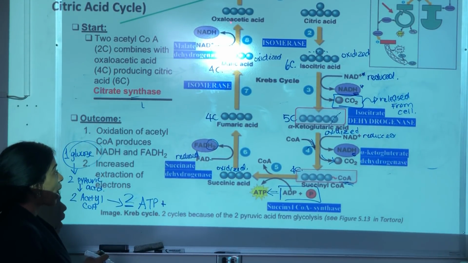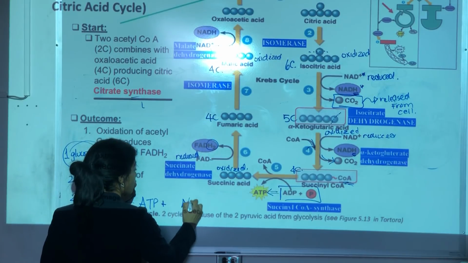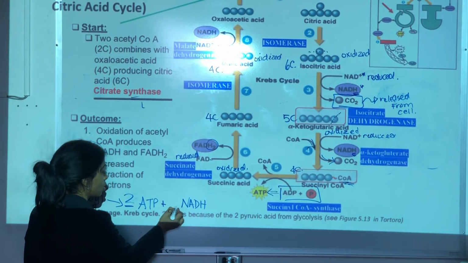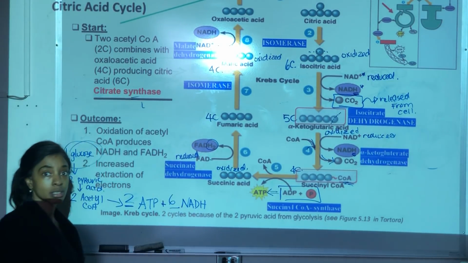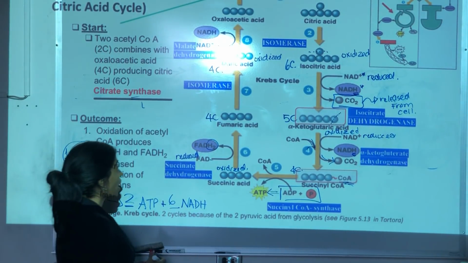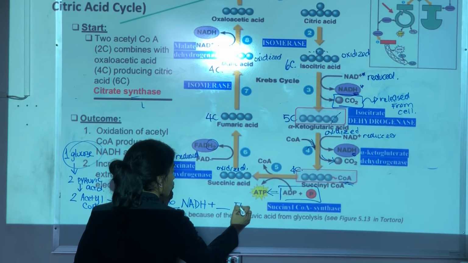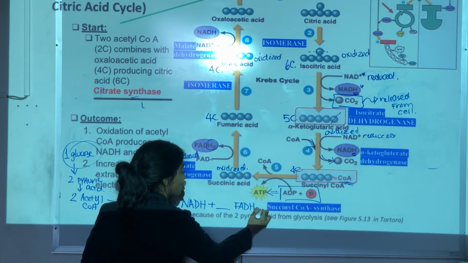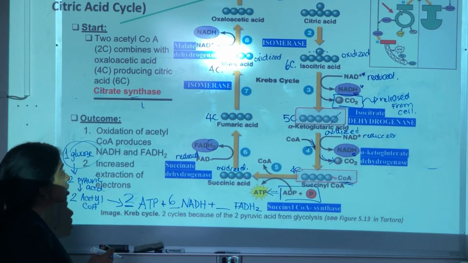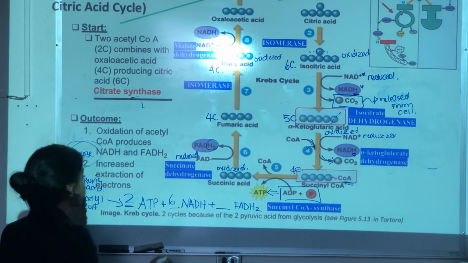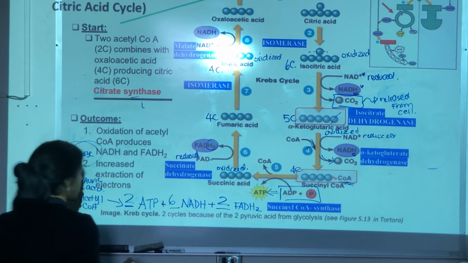If 1 acetyl-CoA gives us 1, 2, 3 NADH, at the end of this pathway, how many NADH will we have? How many molecules? So we would have 6. Okay. And at the end of this pathway, we also make FADH2. Right? So 1 acetyl-CoA gives us 1 FADH2. 2 acetyl-CoAs will give us 2 FADH2.